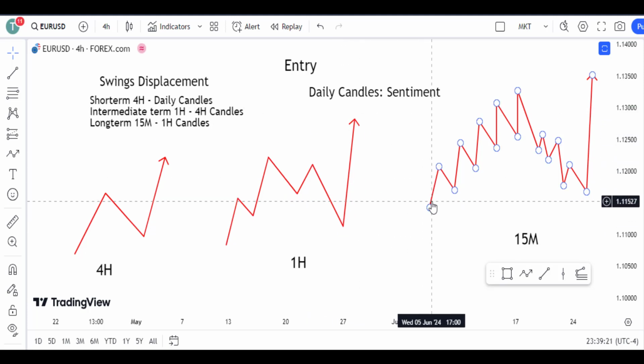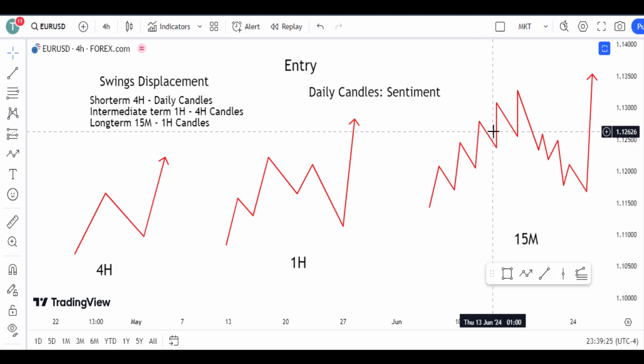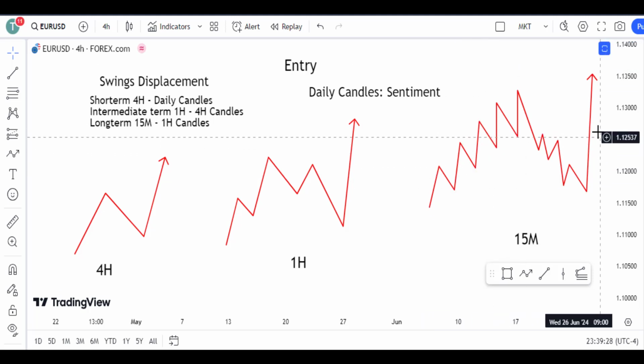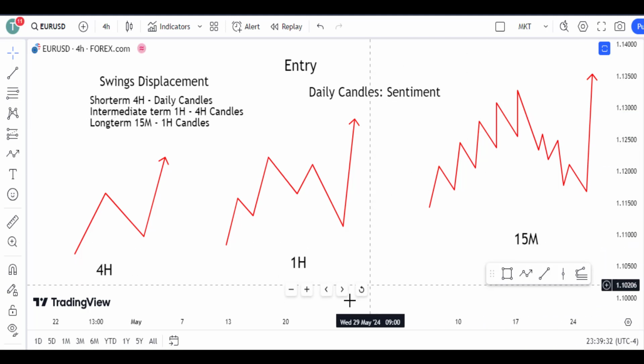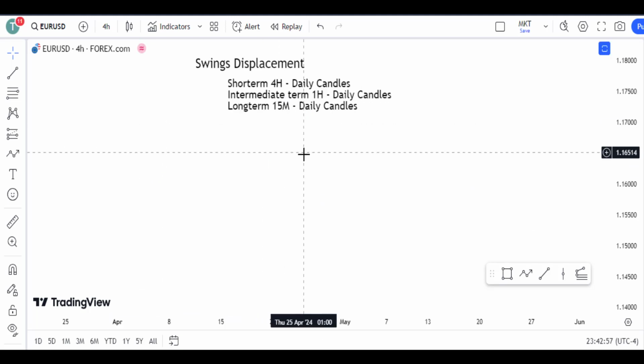The same thing also applies with the 15 minute chart. There was a series of highs and lows in the market before the market structure shift. Are you getting what I'm saying? So it's very simple. So let's get to our trading strategy. Dive into our trading strategy.